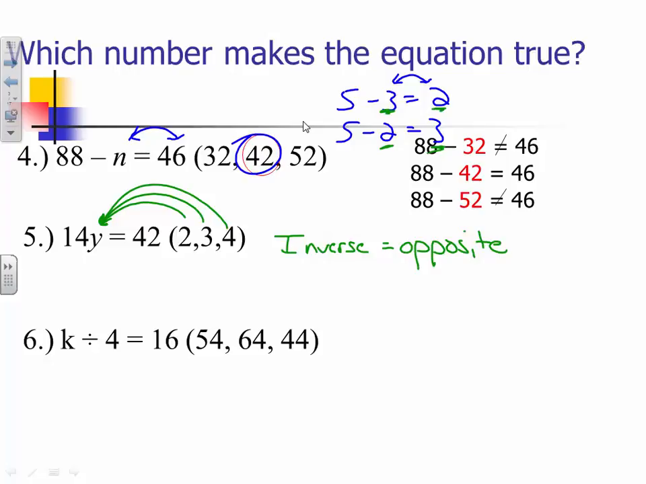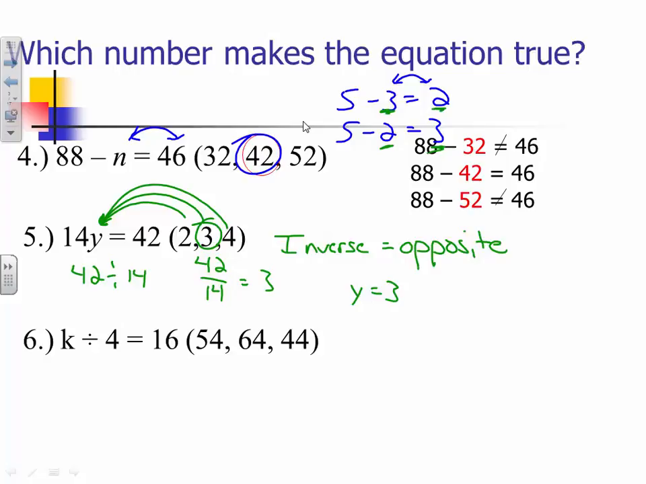So in this case we have multiplication. So I'm going to do the inverse. I'm going to do 42 divided by 14. Notice I could write it like a fraction too. We said that means division. 14 goes into 42 3 times. So I'm telling you that y equals 3.